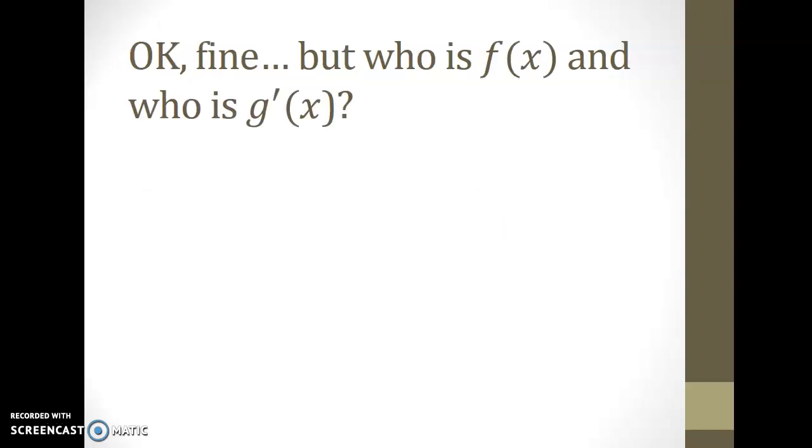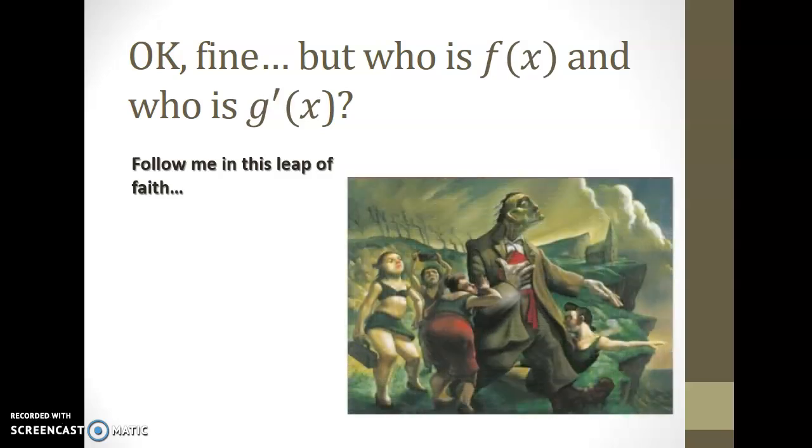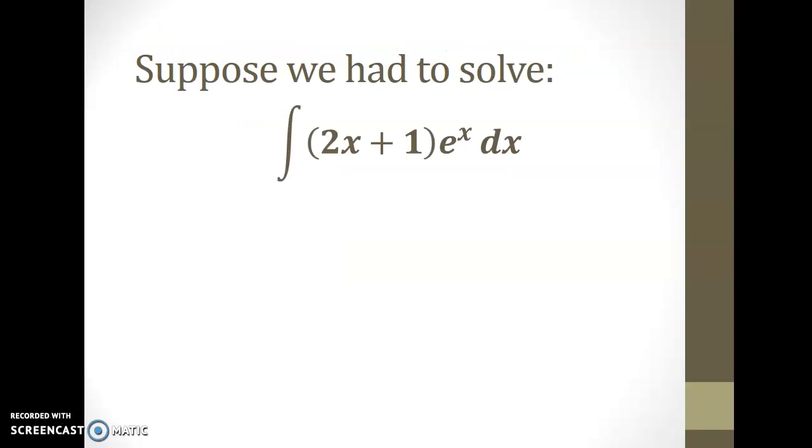Okay, so that's great, but how do we decide who f and who g prime will be? Because ultimately that's the decision we will have to make. So let's try something, and we're going to go a little bit with our intuition here at first. So here's me guiding you to hopefully not off the ledge. Here we go.